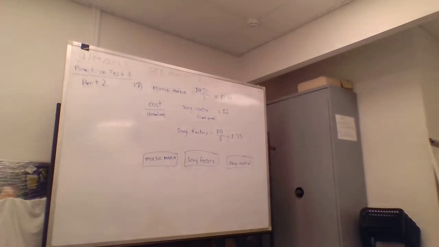Okay, so Music Mania has it in this level. Then we have Song Central is this, and Song Factory is this. So what we need to do is we find the total cost is 450 for 3. So 1 is 150. So that's Music Mania. 750 is also 150. You see 1050 divided by 7 will also be 150. So it's all 150 for Music Mania.